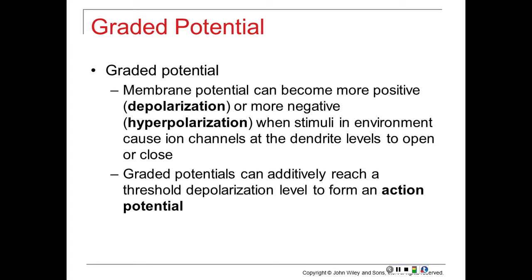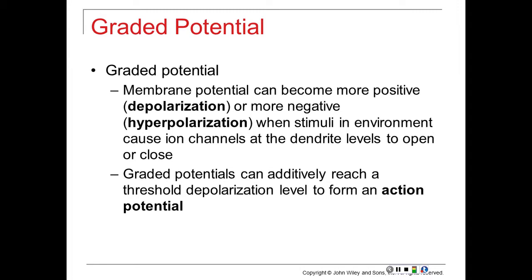A graded potential is a localized change in membrane potential. So the membrane potential becomes more positive. We say that the cell has depolarized. We use that term when we were talking about muscle contraction. If the membrane potential becomes more negative, we say that the cell is hyperpolarized. This is when stimuli in the environment are going to cause the ion channels to either open or close. A graded potential can cause the cell to slightly depolarize or slightly hyperpolarize, but doesn't always lead to an action potential.